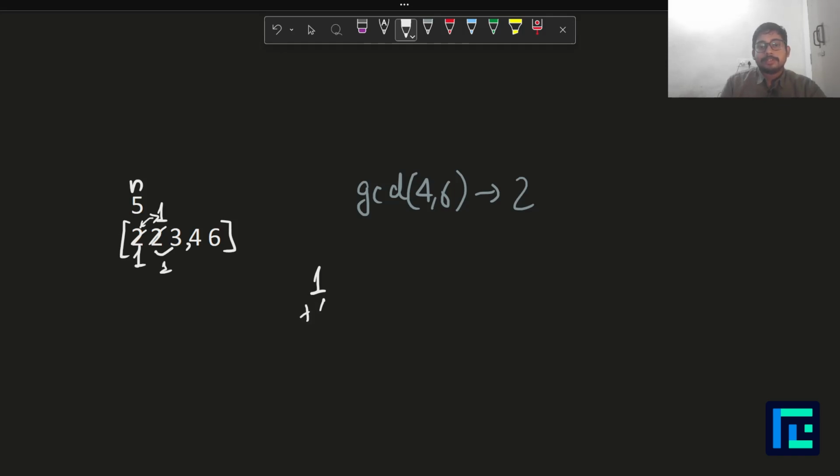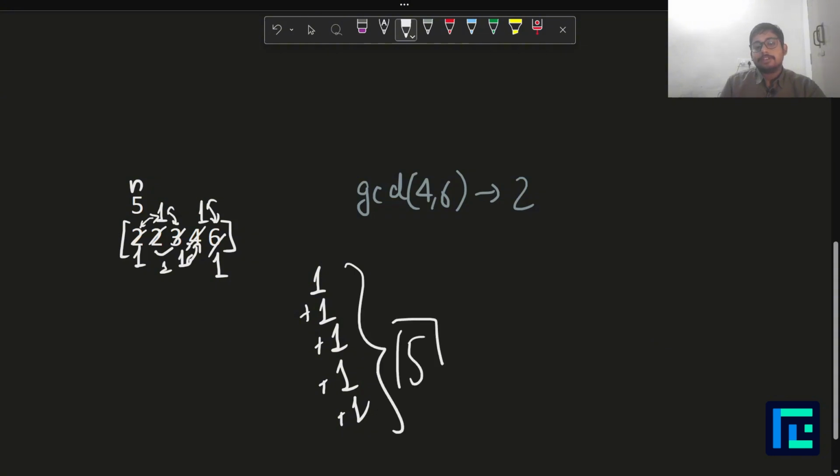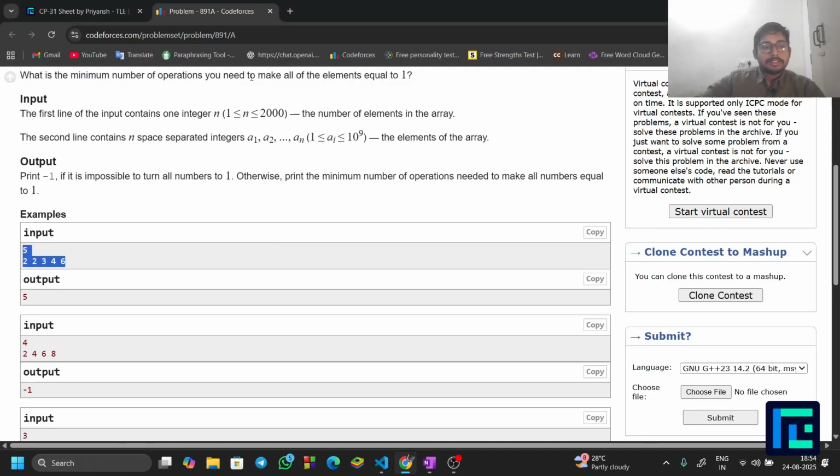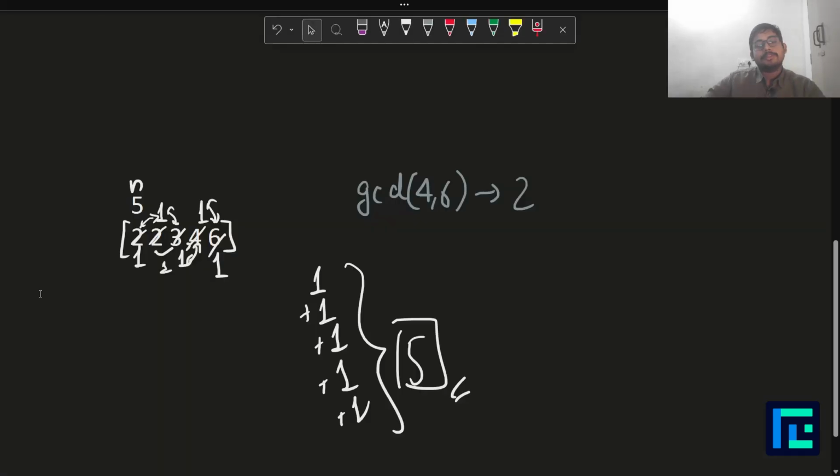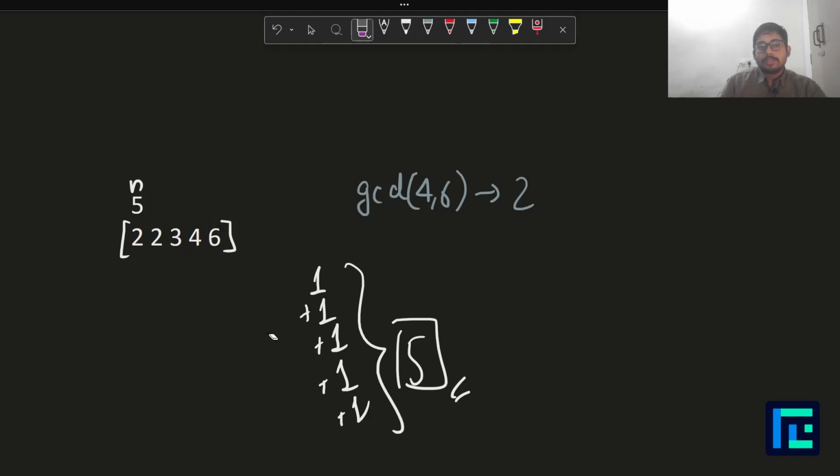That's another plus 1 operation. Then we can pick these two and replace this with a 1, plus 1 operation. Pick these two, replace this with a 1, plus 1 operation. Pick these two, replace this with a 1, plus 1. So here we required only 5 operations, and the output was 5. So the minimum number of operations was 5. At least 5 operations would be required to convert this array into an array of all ones. This is the answer that you need to return.